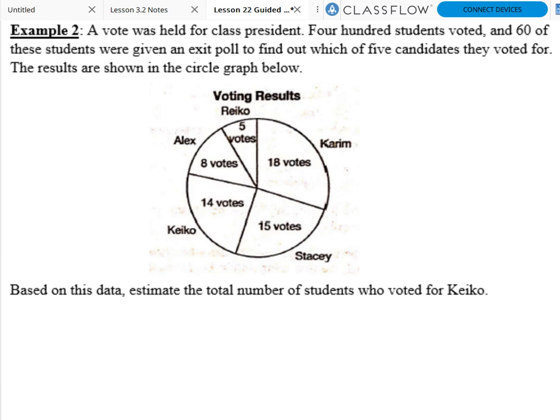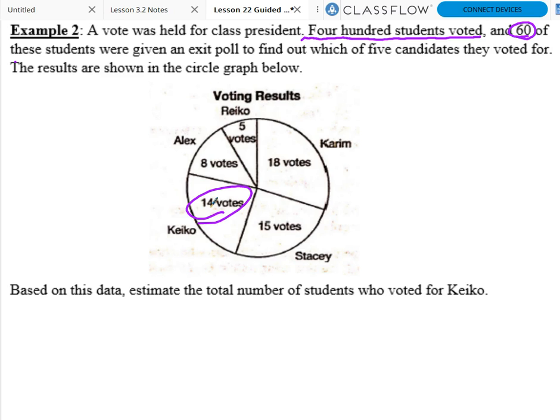A vote was held for class president. 400 students voted, right? So we want to make sure we underline that because that's an important piece. And 60 of these students were given an exit poll to find out which of these 5 candidates they voted for. The results are shown below. So based on this data, estimate the total number of students who voted for Kiko. Okay, so Kiko is right here. He received 14 total votes.